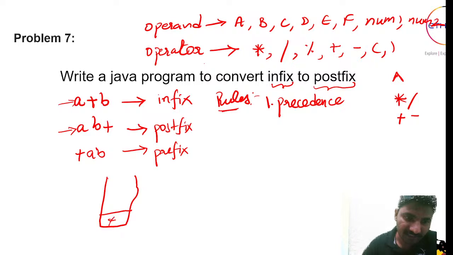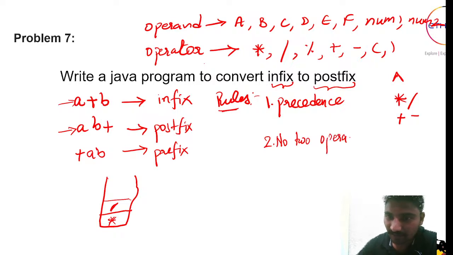So the second rule is, if I assume I have a stack over here, for example, if there is a star, the immediate element should not be a division. That means no two operators of the same priority can stay in the stack.